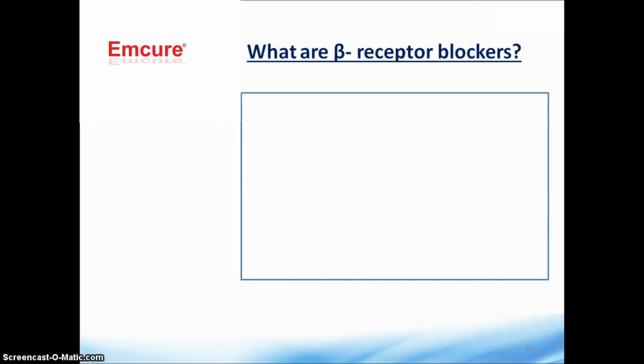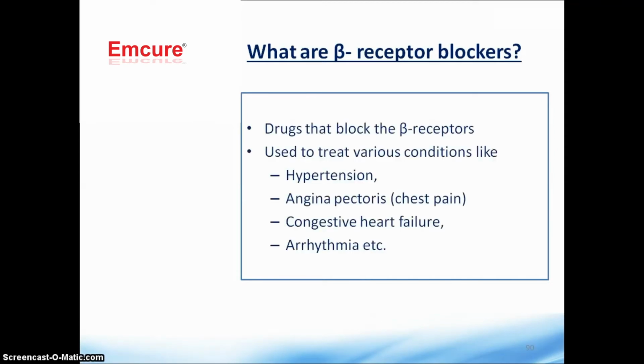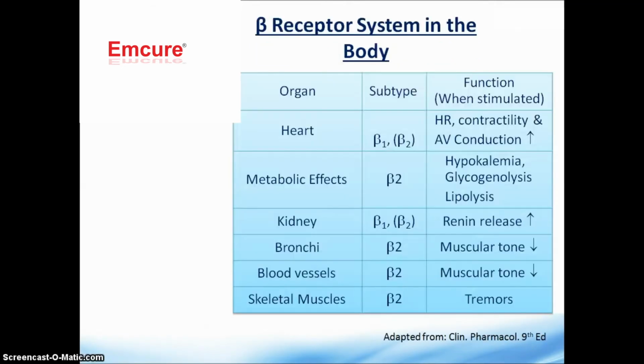What are the beta blockers, and what is the mechanism of action? How many types of beta blockers are there? So we'll talk about all in detail now. These are the drugs that block the beta receptors and are used to treat conditions like hypertension, angina pectoris, congestive heart failure, and arrhythmias.